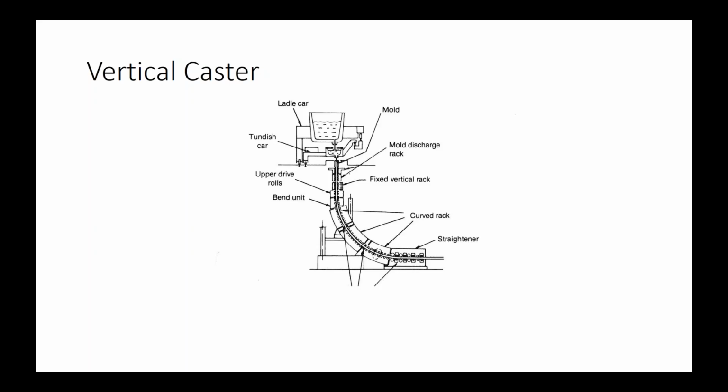Obviously, the holding furnace up above is being fed by an electric arc furnace or a metal melting furnace. The vertical caster is a high throughput, high production type facility. This illustrates that you take the metal in the holding furnace and pour it into a tundish, or a very small reservoir, which feeds the mold.